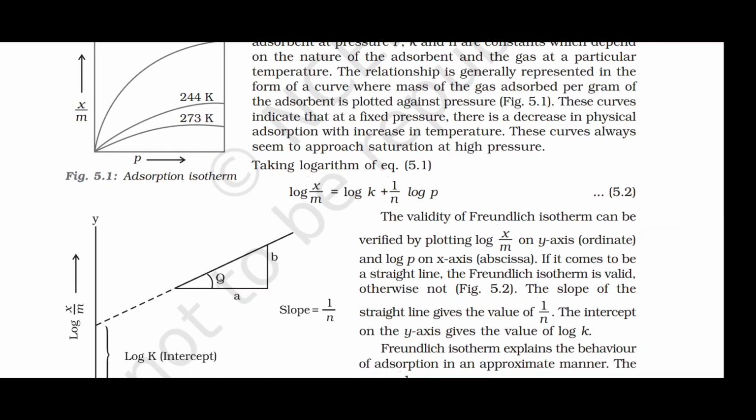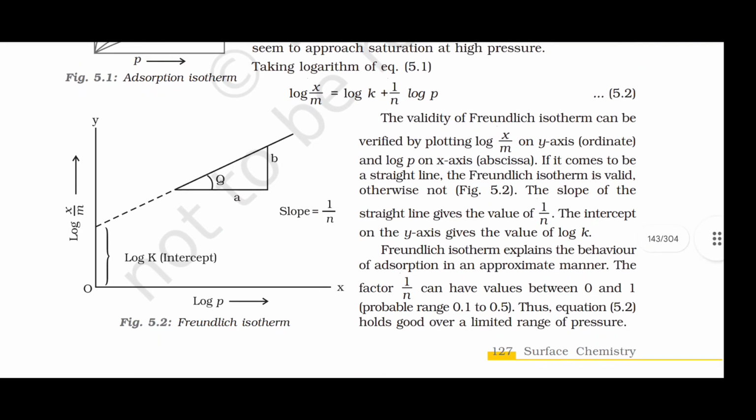Taking the logarithm of equation 5.1, log x/m = log k + (1/n) log p. The validity of the Freundlich isotherm can be verified by plotting log x/m on the y-axis and log p on the x-axis. If it comes to be a straight line, the Freundlich isotherm is valid, otherwise not. The slope of the straight line gives the value of 1/n. The intercept on the y-axis gives the value of log k.